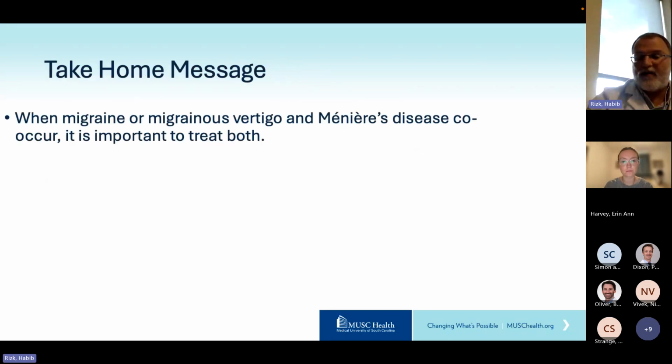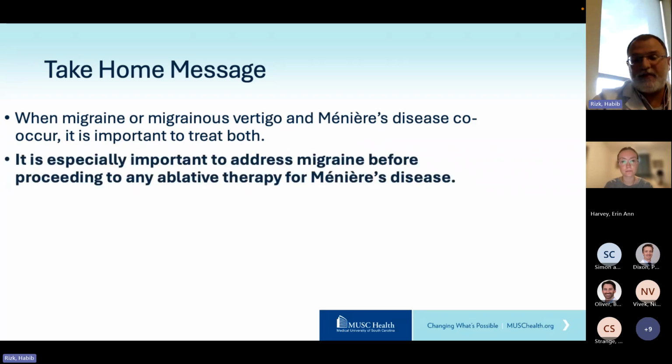So when migraine or vestibular migraine and Meniere's disease co-occur, it's important to treat both. And I made a mistake that I usually tell residents to stop using. Migrainous vertigo, we should stop using it. We should use the word vestibular migraine. So I'm sorry for that typo in my slide. It's especially important to address migraine before proceeding to any ablative therapy for Meniere's disease. I would never inject gentamicin in a Meniere's patient before trying a migraine drug.